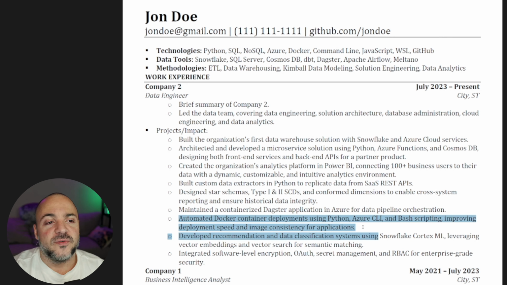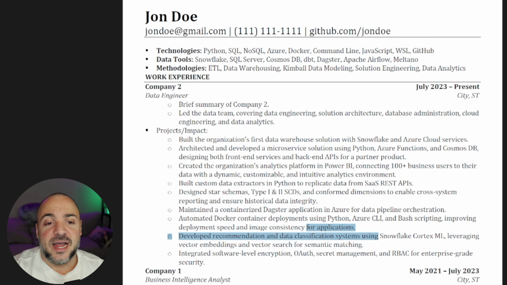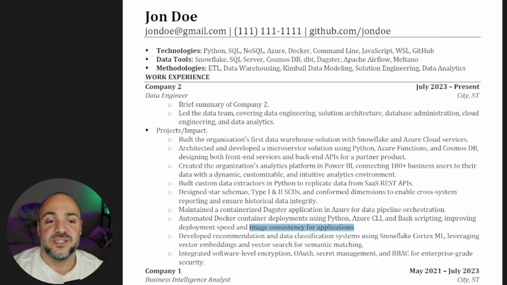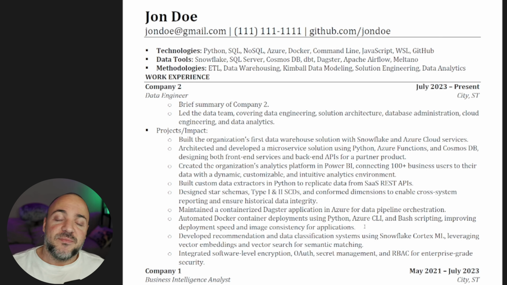And one more that I wanted to call out from the top part here is automated Docker container deployments using Python, Azure CLI, Bash scripting, and improving deployment speed and image consistency for applications. This is great, right? This is something where it's like, hey, my work had some benefit, it had some impact. So we see deployment speed and image consistency. But one thing that we could try to do to improve this is, if the person knows the amount of increase, then I think that would be a really good thing to call out, right? Improving deployment speed by 1% doesn't really sound so great, but if you can say that you improved it by cutting the time in half or saving minutes or hours, something more quantifiable, again, I think that's just something that can make it stand out even more.